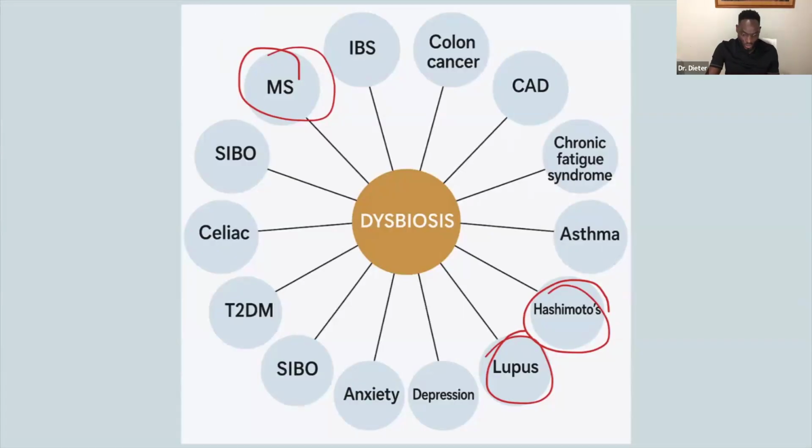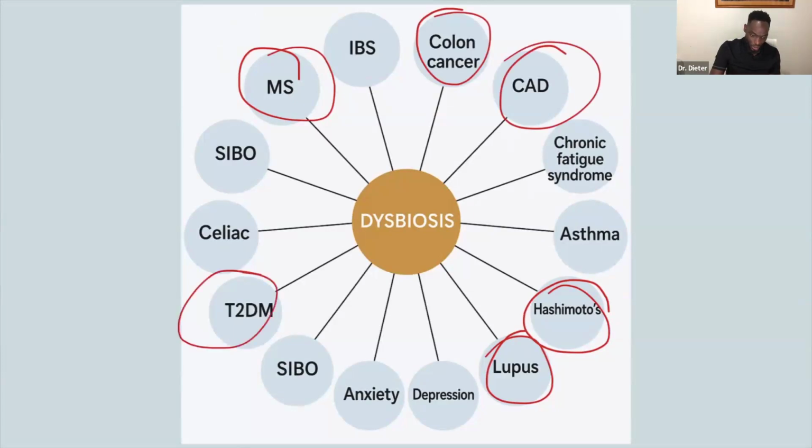Multiple sclerosis, an autoimmune disease, the same thing. Now, there are some diseases on here that you may be surprised to see. Colon cancer linked to that, heart disease linked to that, type 2 diabetes linked to that. Anxiety and depression may surprise a lot of you guys, but if you understand the physiology of anxiety and depression, it may not surprise you as much.